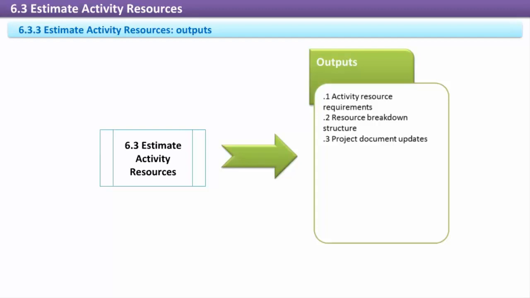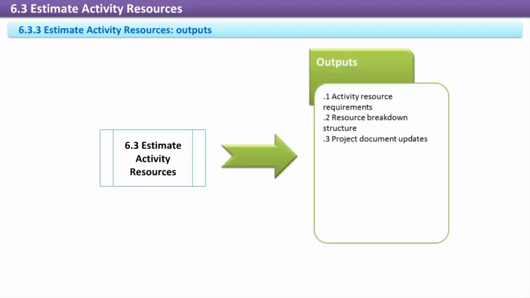Resource breakdown structure. The resource breakdown structure is a graphical, hierarchical presentation of resources by type. There is no hard and fast rule for its categorization, but it's generally better to have the RBS's categorization be in a manner similar to the work breakdown structure.